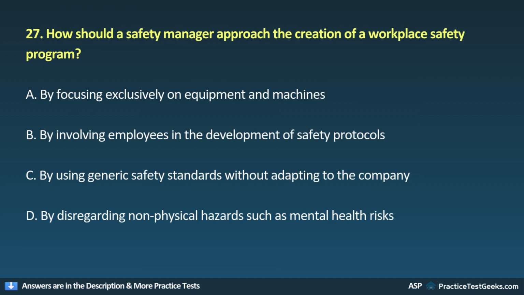27. How should a safety manager approach the creation of a workplace safety program? A. By focusing exclusively on equipment and machines. B. By involving employees in the development of safety protocols. C. By using generic safety standards without adapting to the company. D. By disregarding non-physical hazards such as mental health risks.